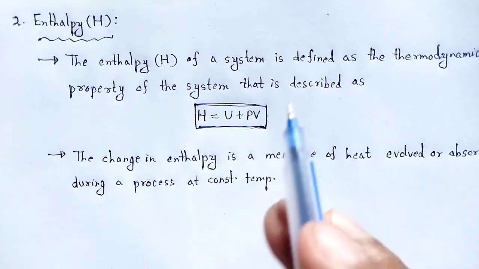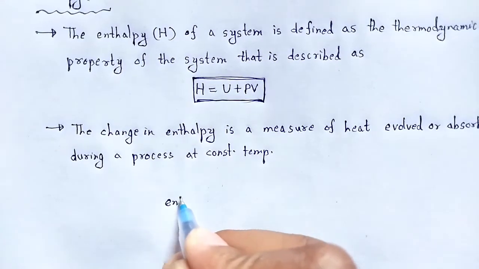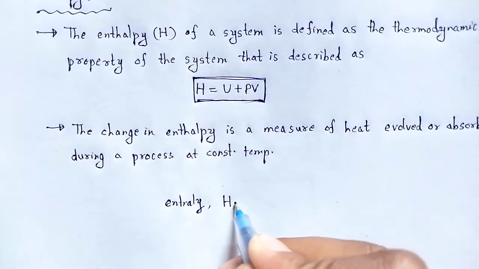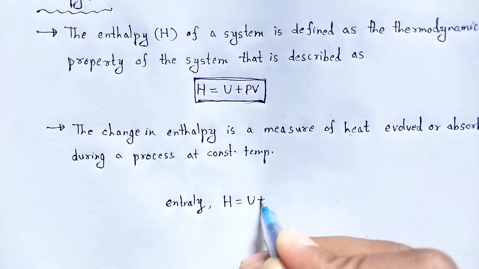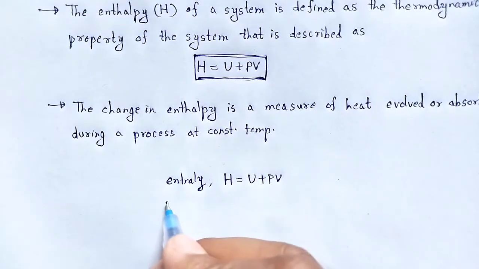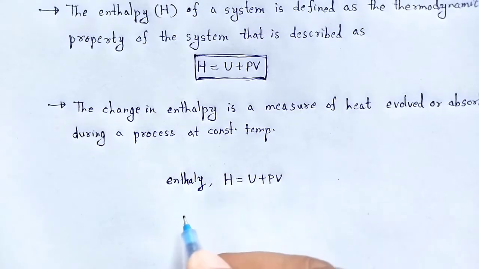So enthalpy is given as H is equal to U plus PV. Now differentiating, here is the enthalpy.